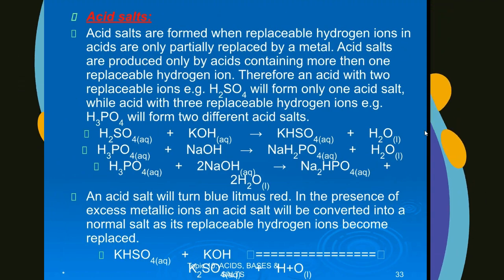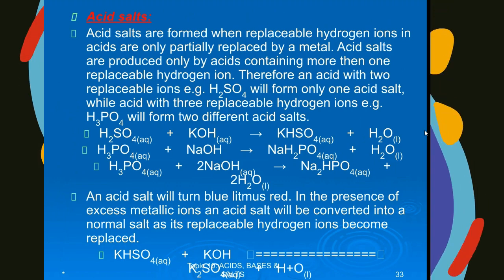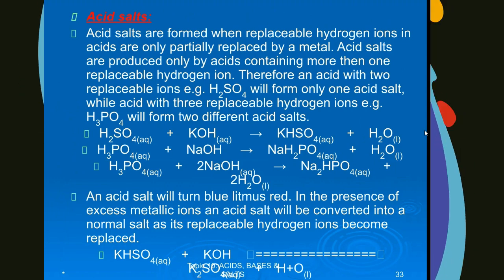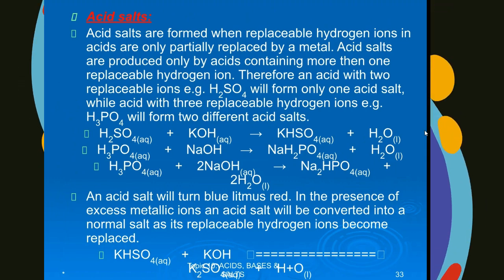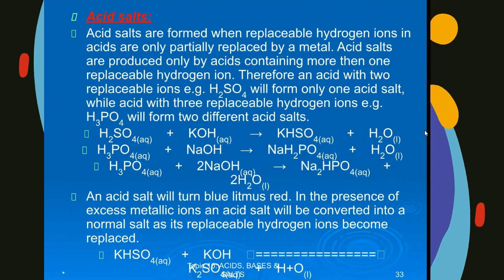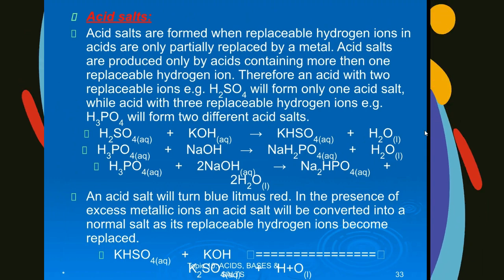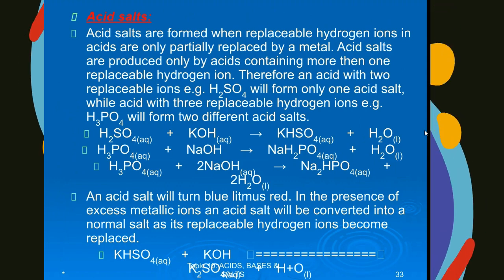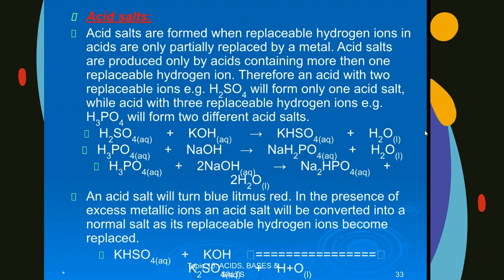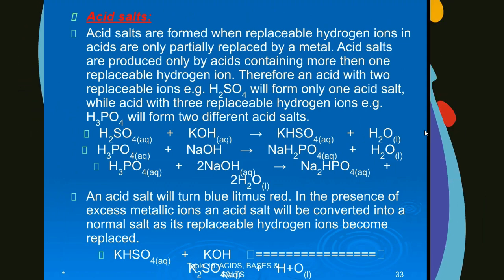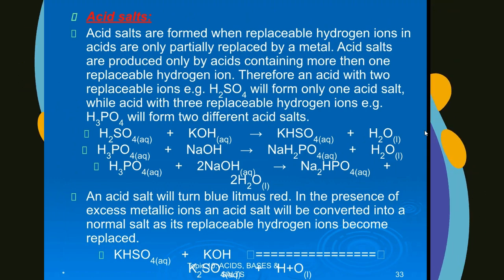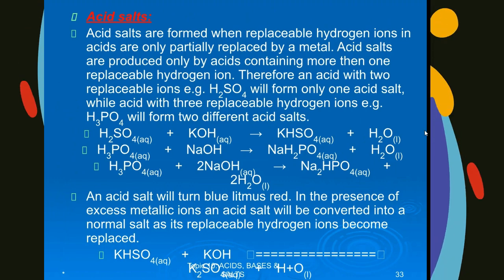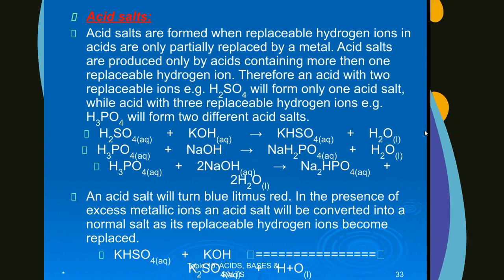So, acid salts. Acid salts are formed when replaceable hydrogen ions in acids are only partially replaced by metal, not totally. Acid salts are produced only by acids containing more than one replaceable hydrogen ion. Therefore, an acid with two replaceable ions, for example H2SO4, will form only one acid salt, while an acid with three replaceable hydrogens forms two different acid salts, that is H3PO4. So, for getting acid salts, we need more than one hydrogen in the acid.